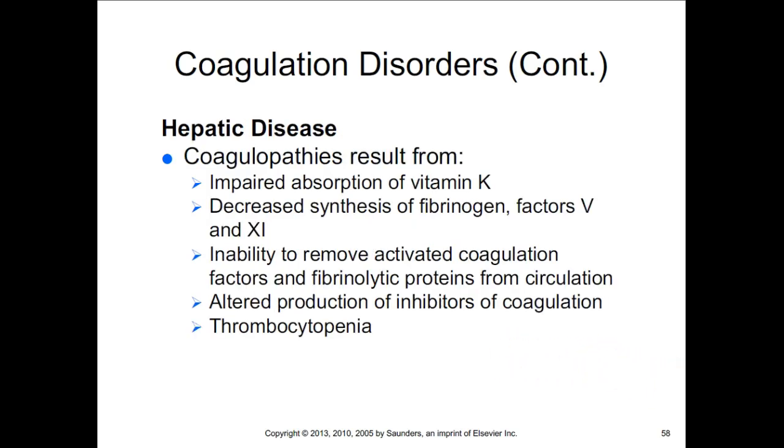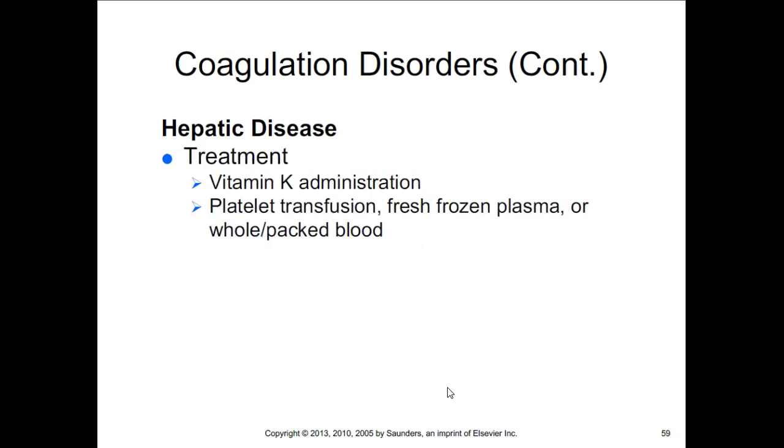Hepatic diseases, right? So hepatic disease can result in coagulopathies, right? Because of impaired absorption of vitamin K. You have decreased fibrinogen and factors 5 and 9, right? And then you have an inability to remove the activated coagulation factors, leading to thrombocytopenia. All right, so hepatic disease can also cause this type of coagulation disorder. So this is usually treated by vitamin K administration and fresh frozen plasma or whole blood.